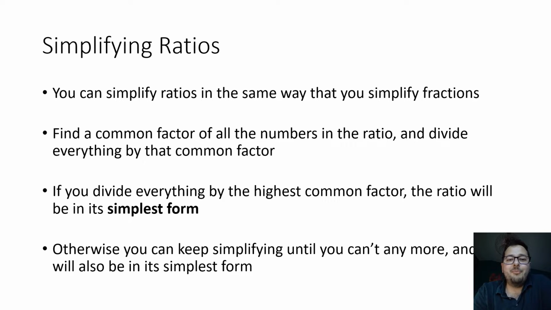Alright, so you can simplify ratios in the same way that you simplify fractions. First of all, you just find a common factor of all the numbers in the ratio and divide everything by that common factor. So if everything's in the 4 times table, divide everything by 4. If you can find the highest common factor, then you're going to end up with it in its simplest form. But otherwise, don't worry about that. You can just keep simplifying it until you can't anymore, and then your ratio will be in its simplest form.